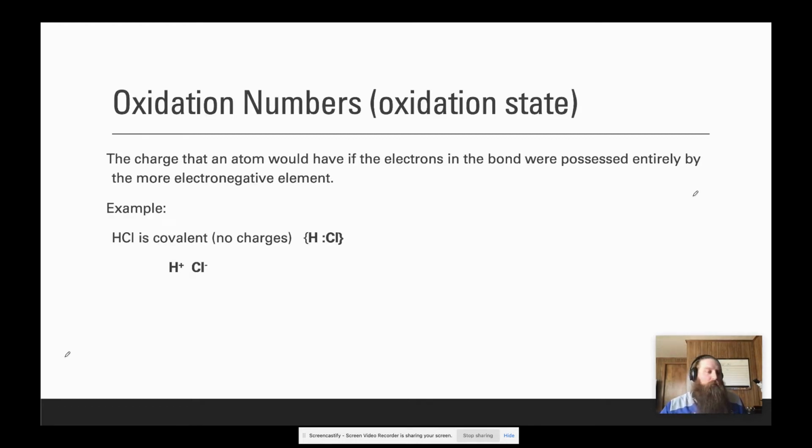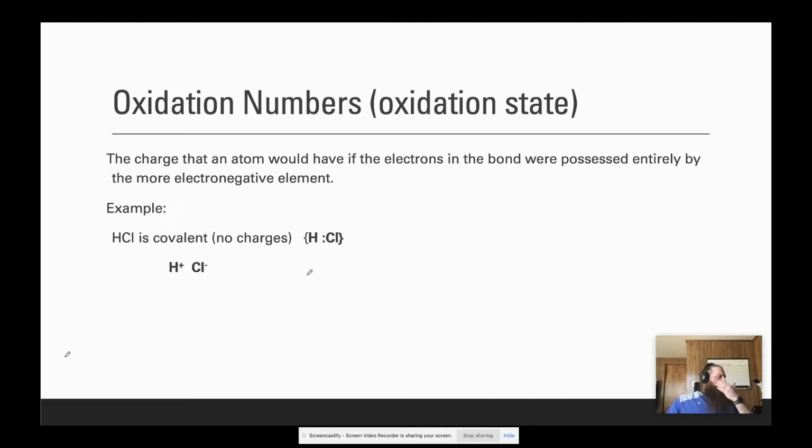Now, in order to figure out where electrons are moving or who is losing and who is gaining electrons, we have to add what are called oxidation numbers or oxidation states to each element in the compound. Now, an oxidation number is the charge that the atom would have if all the electrons in the bond were entirely possessed by the more electronegative element. That is the official definition. Well, let's look and see what that looks like in practice.